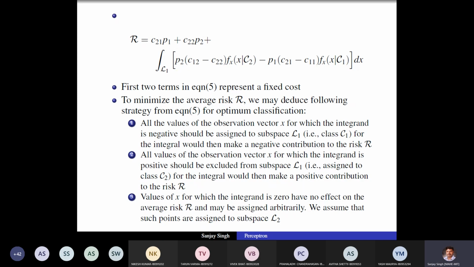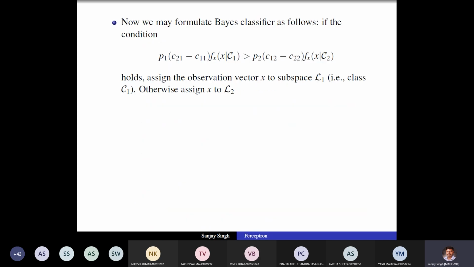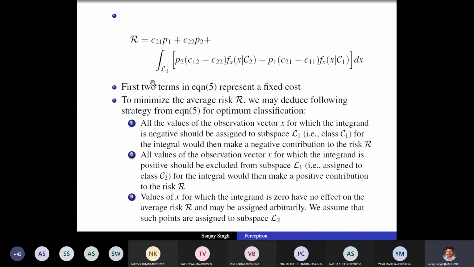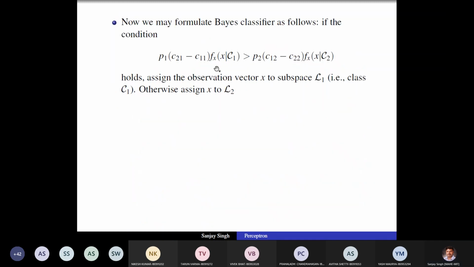Now based on this, we'll try to put it across. We have taken something from L1 space, so we want this entire integrand to be negative. Negative means this particular factor should be higher as compared to this one. It means P1 (C2 minus C1) fx should be greater than this value. If this is greater than this value, then we assign the observation vector x to subspace L1, meaning it belongs to class 1, otherwise class 2. So this is a simple rule we can make.